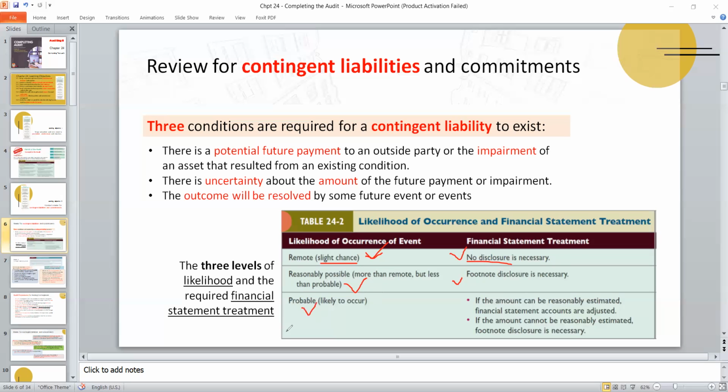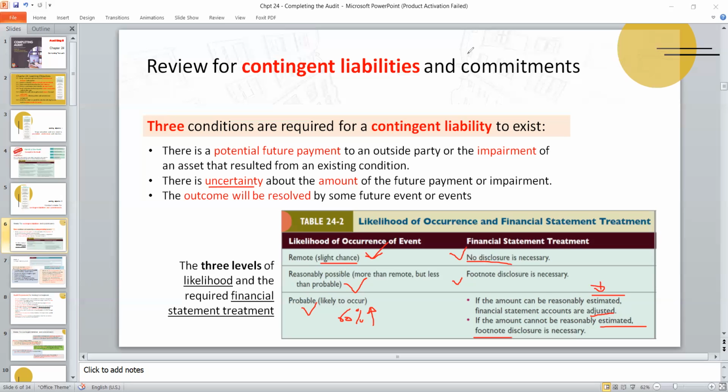And the next level is probable. This is something like 60% and up, so a high possibility, likely to occur, mungkin terjadi, sangat besar. Because of this, the treatment is that we have to make an adjustment and estimate the amount. If the amount is already known, we can just adjust it. But if the amount is uncertain or unknown, we have to estimate, and of course we have to disclose it in the notes, especially for the estimated amount.